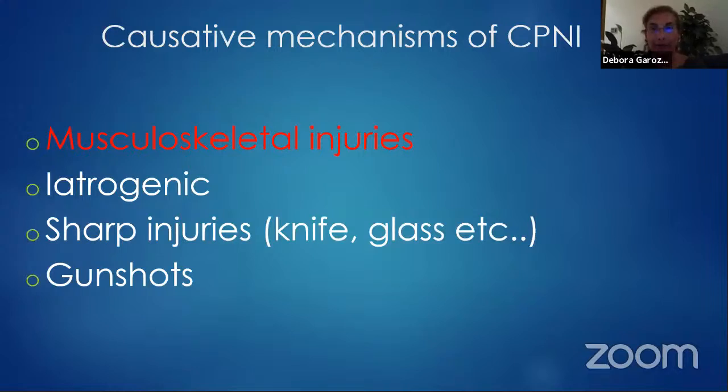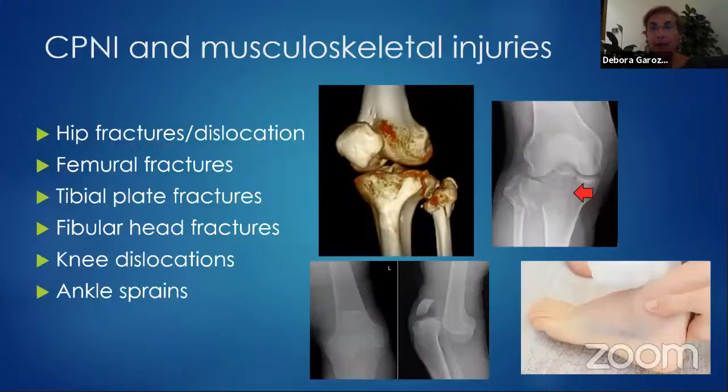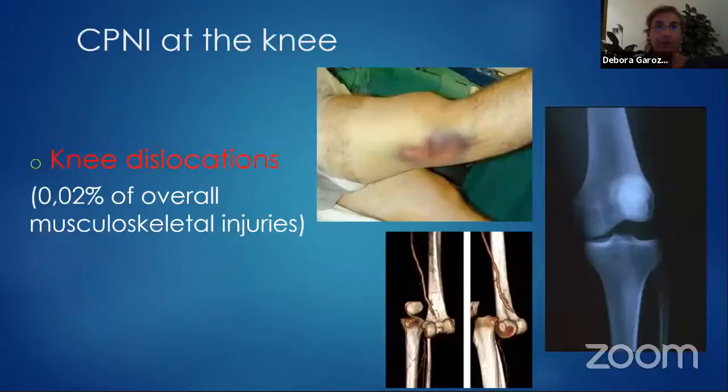When we talk about the etiology, we definitely have a wide spectrum of causative mechanisms, but musculoskeletal injuries are by far the most common ones. Now, a number of bone fractures and dislocations seem to be related to the occurrence of a foot drop due to a palsy of the common peroneal nerve. Some are rather uncommon, for instance, tibial plateau fractures are associated with a foot drop apparently in 1% of cases based on data from the literature.